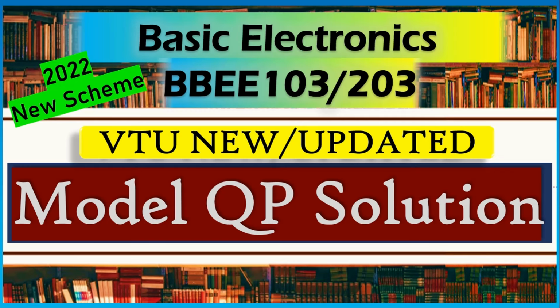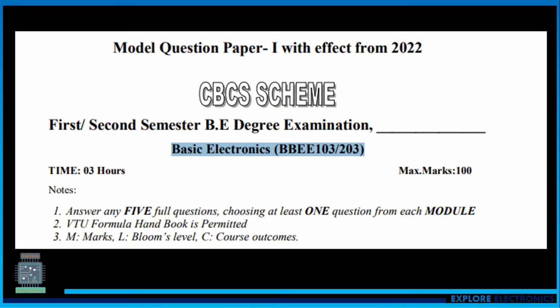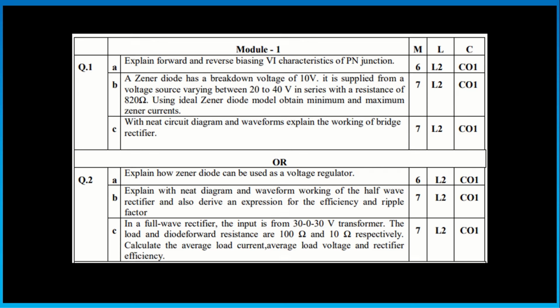In this video, let's see the new question paper released by VTU, that is the Basic Electronics BBEE103/203 subject. So let us solve the model question paper and look at the solution for these questions. In the model question paper, from module 1, these are the questions. They have mainly concentrated on the PN junction diode, Zener diode and a rectifier.